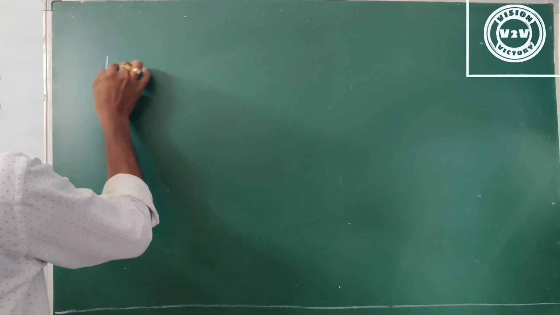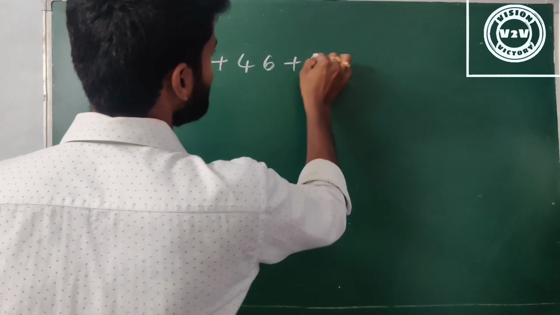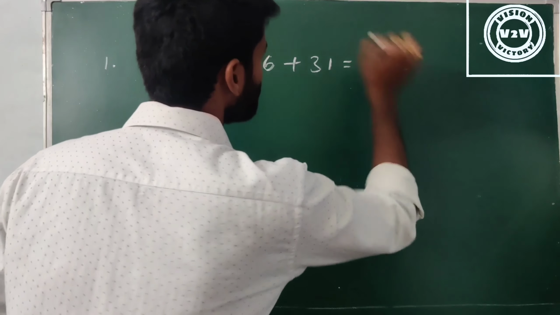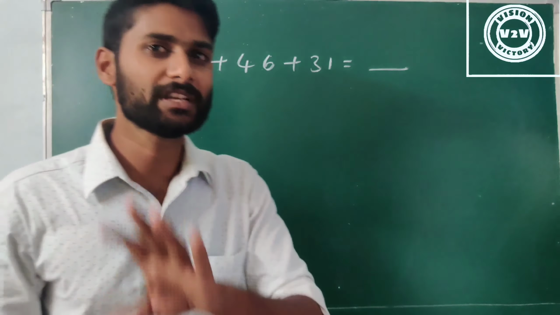For example, question number 1: 39 plus 46 plus 31 is exactly equal to how much? We want only the units place. Don't go with the entire resultant. Focus on the units place of every given number. Here 9, 6, 1. We need to add these numbers only. Here 9 plus 6, the resultant is 5. Don't go with 15. Just focus on the units place, that is 5. And 5 plus 1 is equal to 6. For the entire addition, we get 6 as the units place value.